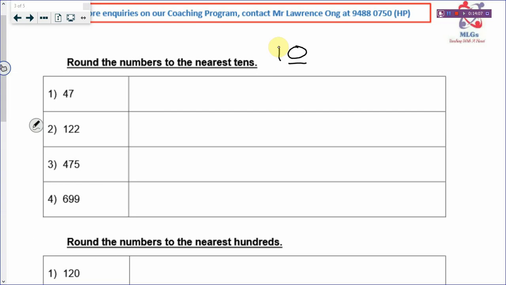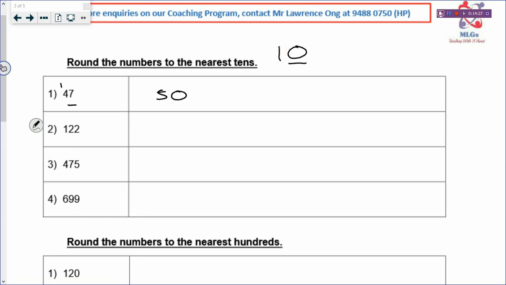Like 47, I want to round off 47 to the nearest tens. So I look at one digit at the back. And then I ask this question, is this digit 5 or bigger? If it's 5 or bigger, then I add 1 to the next digit. You add 1 to 4, and so it becomes 5. And then how about the digit at the back?